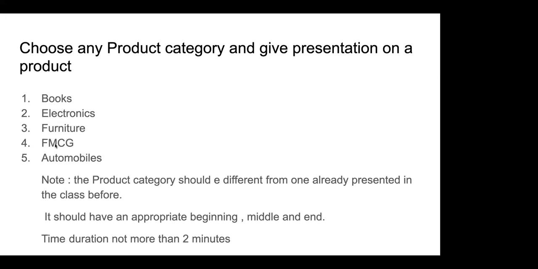FMCG products, fast moving consumer goods, which includes Pepsi, which includes any of the processed food which you just bring in the form of a package and you can eat it. That is FMCG products. And automobiles, you know, that includes the bikes and the scooties and the cars and everything. Now you have to give the presentation on a product category that should be different from one already presented in the class before.